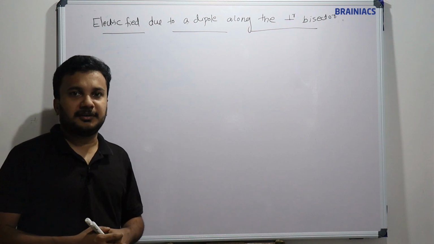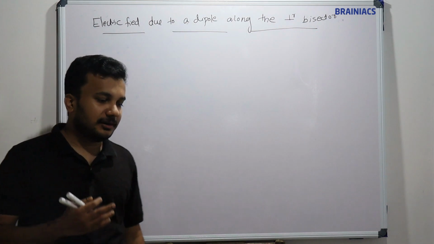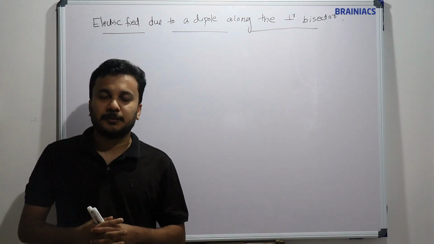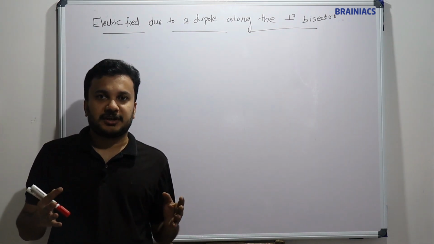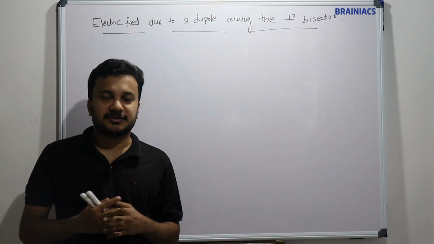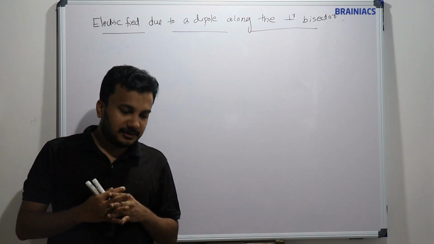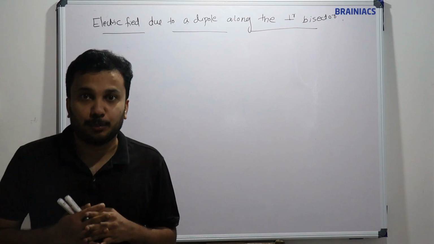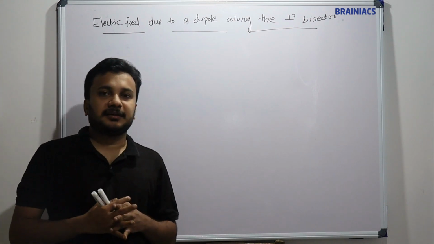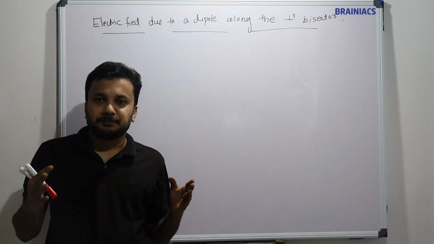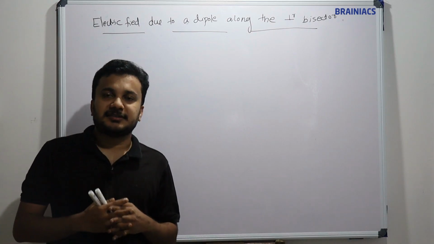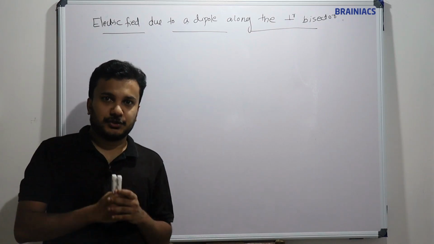Last class we learnt about the electric dipole. Two equal and opposite charges separated by a small distance is called a dipole, and we learned a term called the dipole moment. Dipole moment is a vector quantity, directed from minus q to plus q.